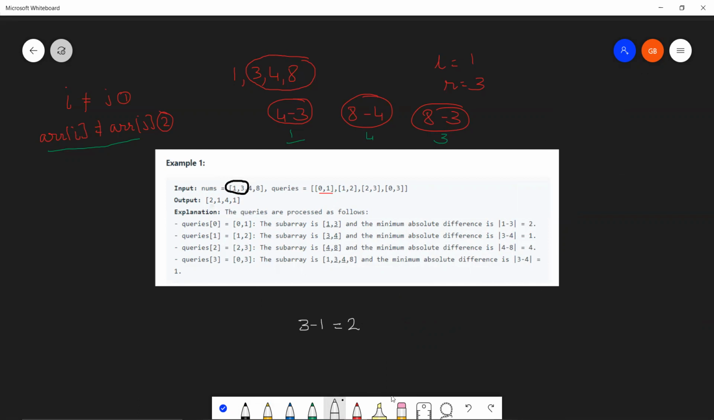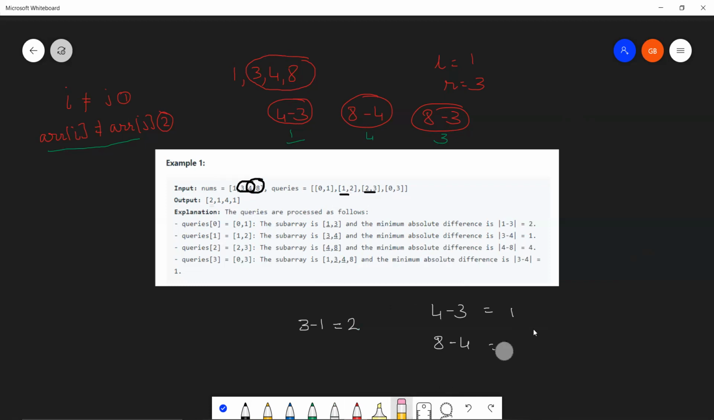Then we have 1, 2 and 2, 3. Again, these are index ranges. 1, 2 is 3, 4 over here, and 2, 3 is 4, 8 over here. The results would be 4 minus 3 and 8 minus 4. So for range 1, 2, we have the minimum absolute difference as 1. For range 2, 3, we have 4. So as you can see, the next outputs are 1 and 4.